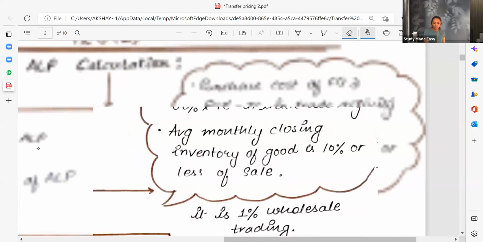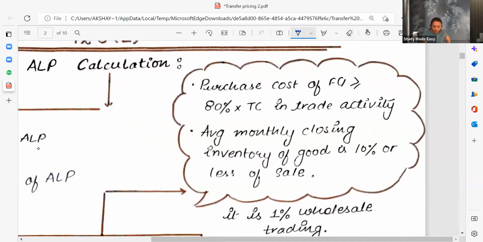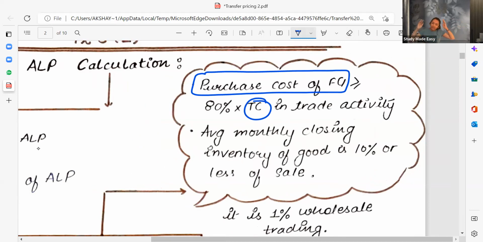When will you come to know that some particular thing is wholesale? If your purchase cost of the finished goods, whatever finished goods you purchase, is more than 80% of your overall total cost in the business, that means overall 80% or more I am spending only on finished goods. That means that is wholesale.